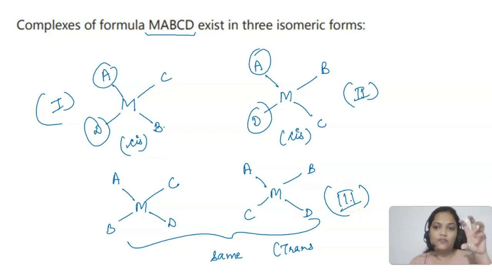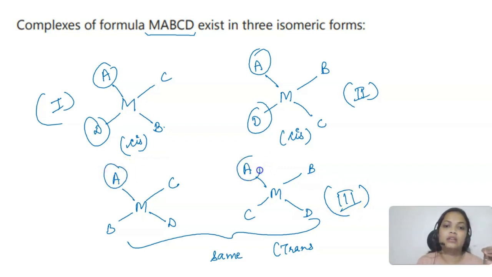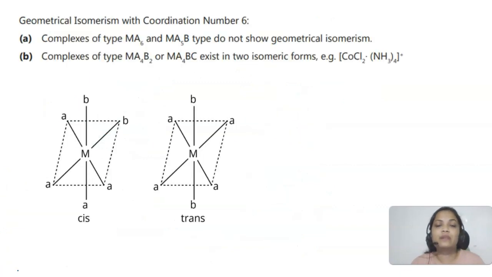Okay, तो एक को fix कर दो and put other ligands trans to it, so वहां से आपके isomers बन जाएंगे. Okay, so if I am talking about with respect to A and D here. All right, so this was about the square planar complexes.